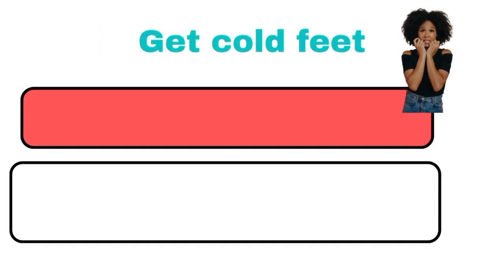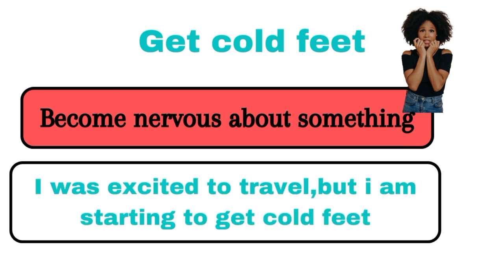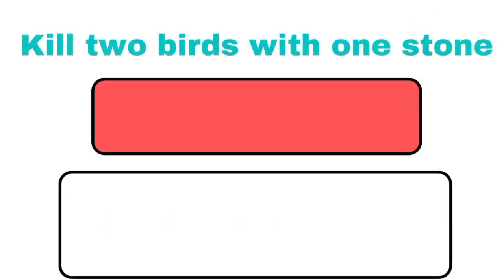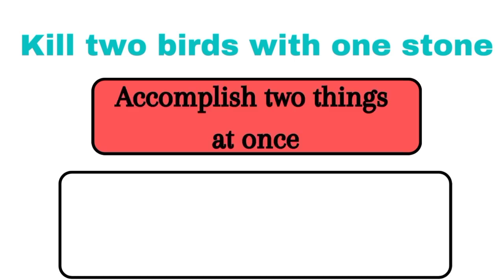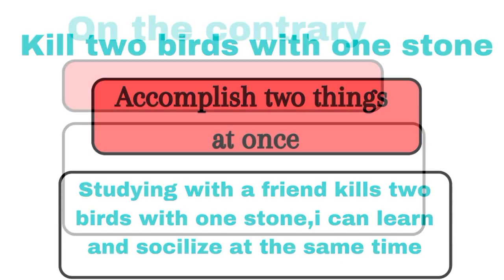To get cold feet. This means to be nervous about something. Usually you use this for a bride. For example, I was excited to travel, but I'm starting to get cold feet. Kill two birds with one stone. This means to accomplish two things at once. For example, studying with a friend kills two birds with one stone. I can learn and socialize at the same time.